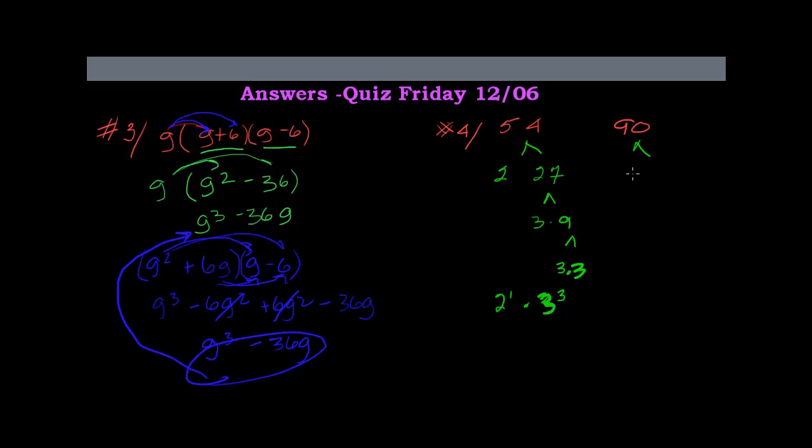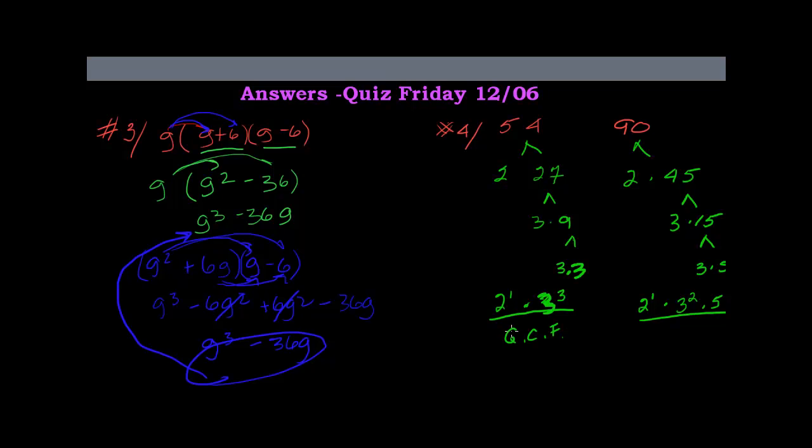Let's do the same thing with 90. We can easily do that. This is 2 times 45. And 45 is either 3 times 15 or 5 times 9. It works out whichever way you want to do it. And this is 3 times 5. So this becomes 2 to the first times 3 to the second times 5 to the 1. Now, we have this one factored out.